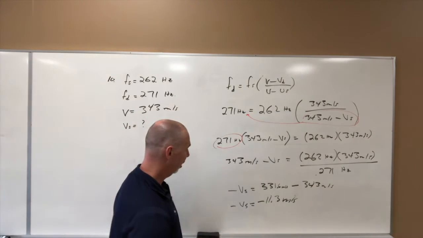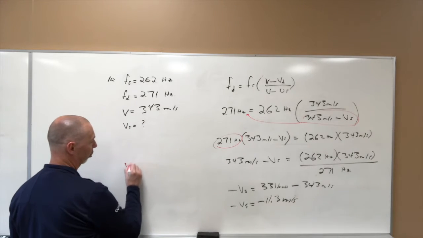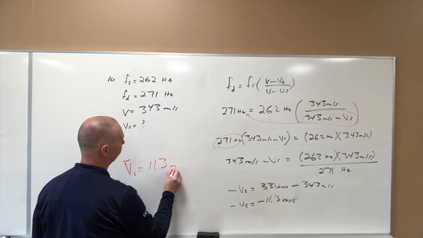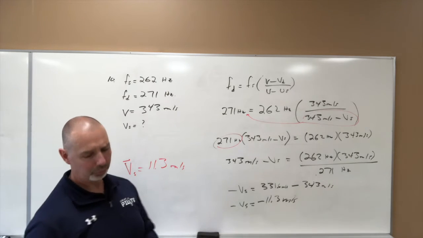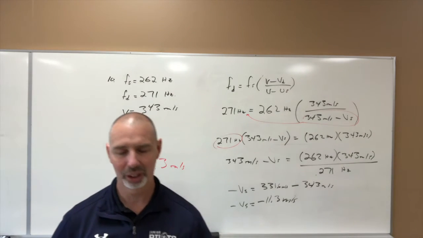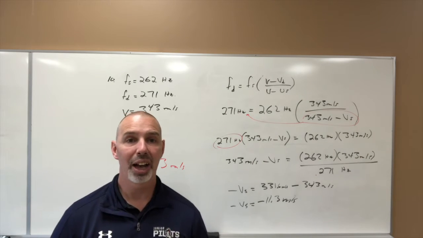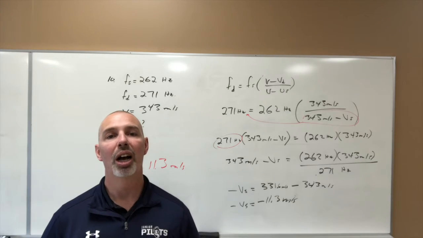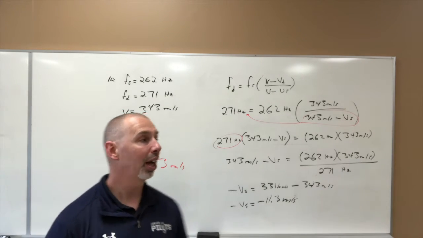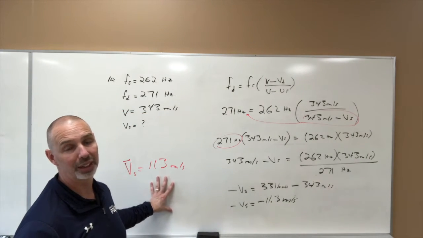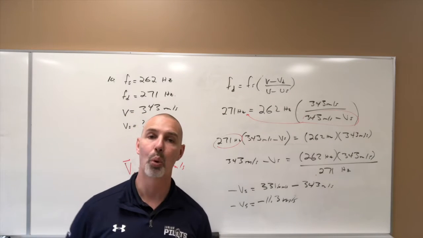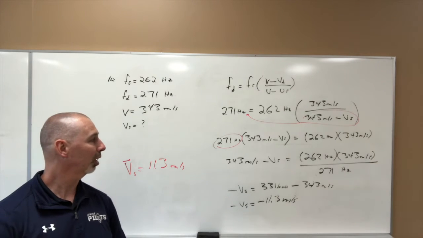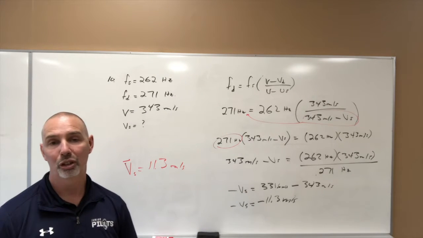Divide both sides by negative 1, and you will get your final answer of Vs, V source, equals 11.3 meters per second. And again, remember directionally, because we're hearing a higher pitch, that's a higher tone, higher frequency, higher pitch, this object must be moving towards, and so we got a positive 11.3, which tells us it's moving towards the detector. So that's how you do it. If you have another question on that or something that needs further explanation, make sure you ask.